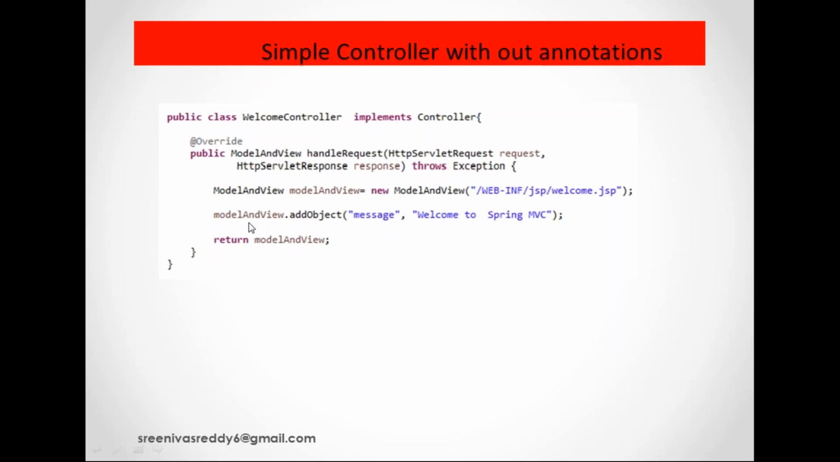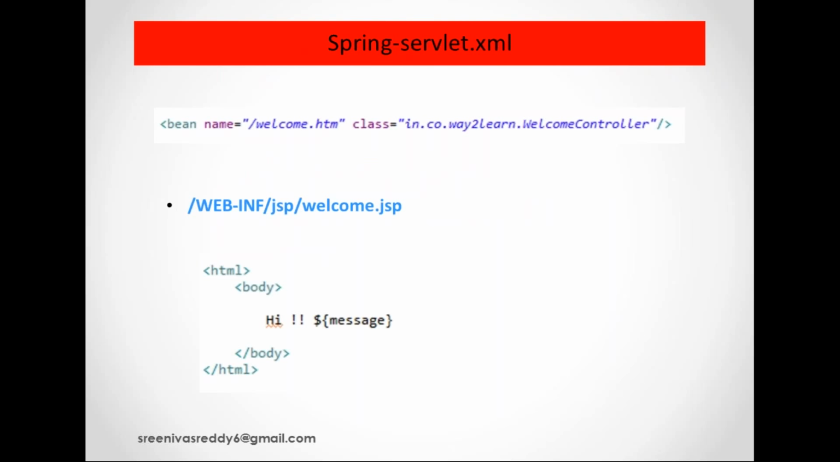Because when you call ModelAndView's addObject, you are internally adding these objects to your HTTP request object. The whole request object will be transferred back to the client, so this will be visible to your clients, and the client can read the data using request.getAttribute and get this message. Okay, here is how the JSP page looks.